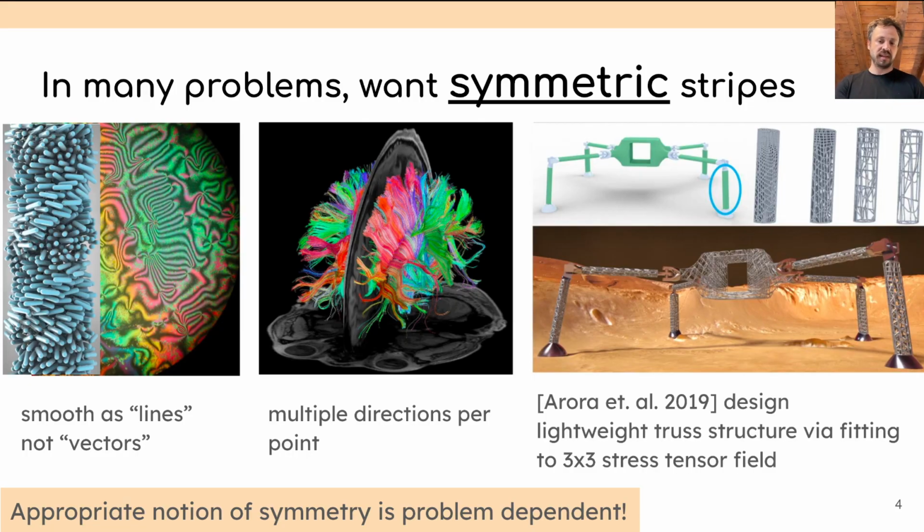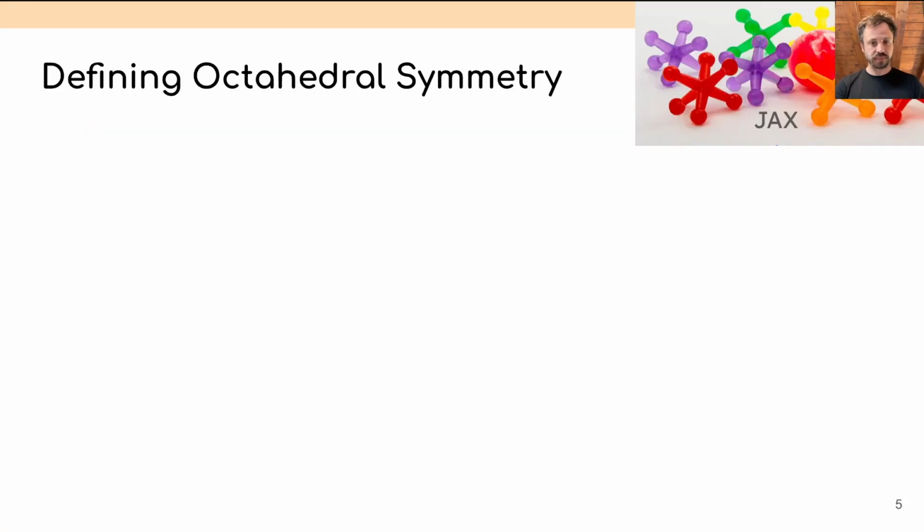And then in this topology optimization example from Arora et al. in 2019, they attempt to fit a lattice structure to a stress tensor field extracted from the finite element method. And here, both the signs and the labels of the underlying field are ambiguous. And this is the notion of symmetry that we'll be focusing on for the rest of the presentation. In particular, this notion of symmetry is often called octahedral symmetry.